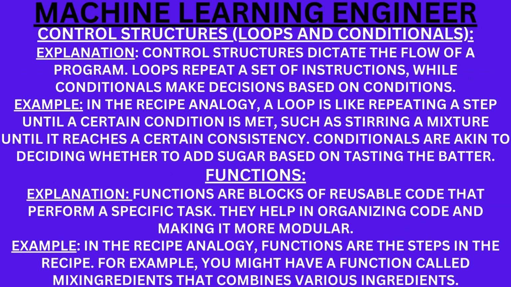Control structures, loops and conditionals. Explanation: control structures dictate the flow of a program. Loops repeat a set of instructions while conditionals make decisions based on conditions. Example: in the recipe analogy, a loop is like repeating a step until a certain condition is met, such as stirring a mixture until it reaches a certain consistency. Conditionals are akin to deciding whether to add sugar based on tasting the batter.